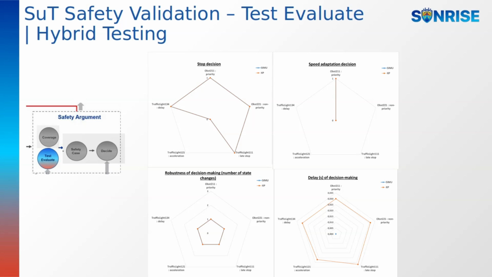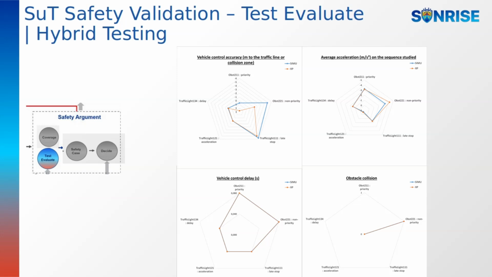ADS decision-making evaluation. The ADS makes correct and consistent stop decisions across all scenarios. In case 121, it resumes after the green light as expected. Scenario 211 shows speed reduction from 40 to 30 km per hour. No adjustment is needed in slower cases. A single stop decision per scenario confirms robustness. Real-world decision delays, 27 to 32 milliseconds, remain below the 40 milliseconds control cycle, with no impact on performance.